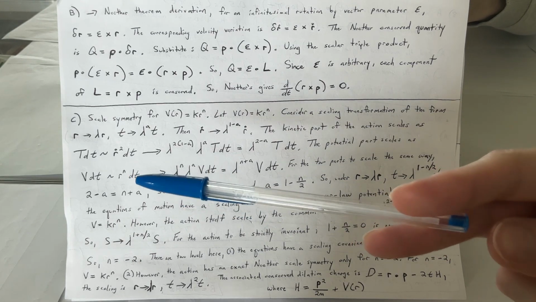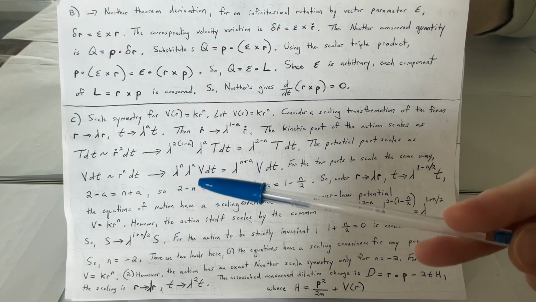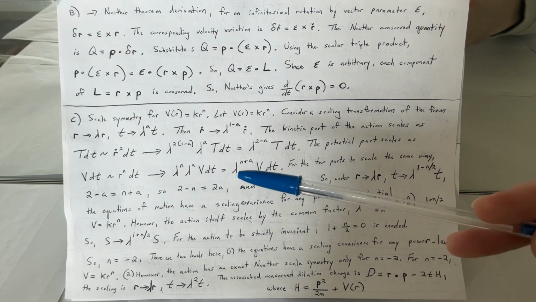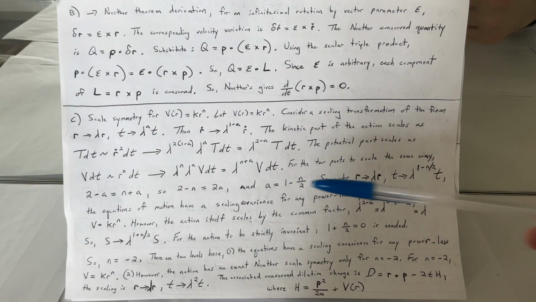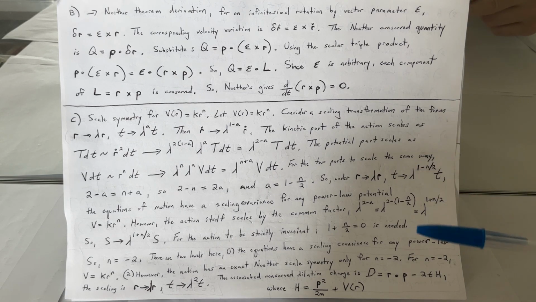The potential part scales as V dt, which is proportional to r to the n dt. That goes to lambda to the n, lambda to the a, V dt, which equals lambda to the n plus a, V dt. So for the two parts to scale the same way, 2 minus a equals n plus a, so 2 minus n is 2a. Isolating a is 1 minus n over 2. So under r goes to lambda r, t goes to lambda to the 1 minus n over 2 times t.